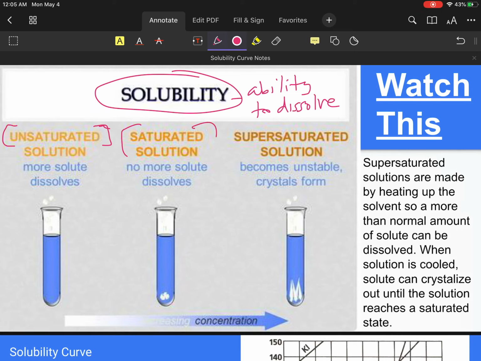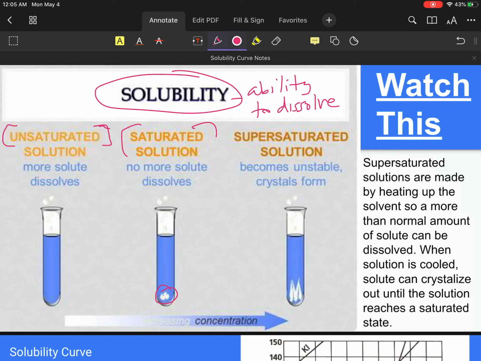A saturated solution, you can kind of see we have some accumulation down here. That's like, eventually you get so much sugar in your water, it doesn't ever dissolve. It's like if you've ever made sweet tea, put sugar in cold tea, sometimes it doesn't dissolve. You can taste that gritty sugar. It's because you have a saturated solution, right? You can't add any more to it.